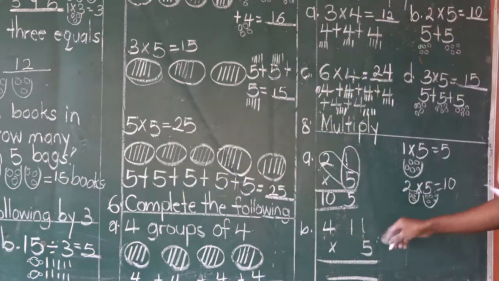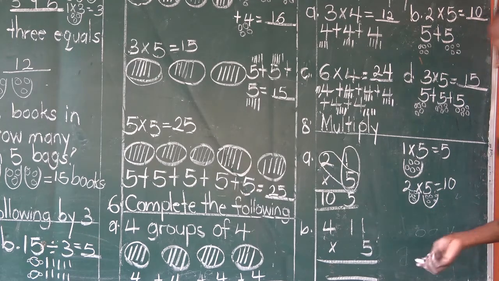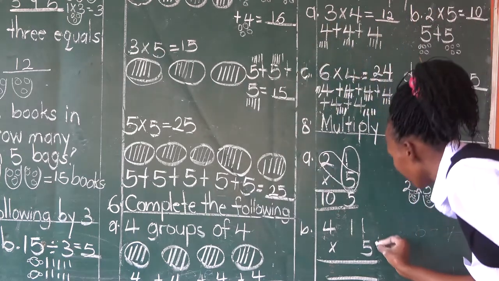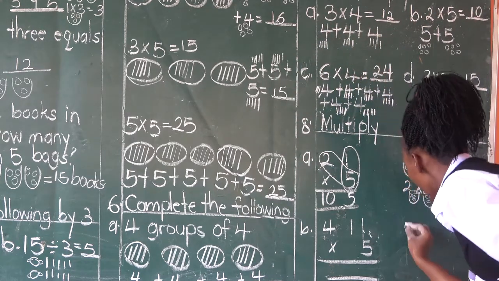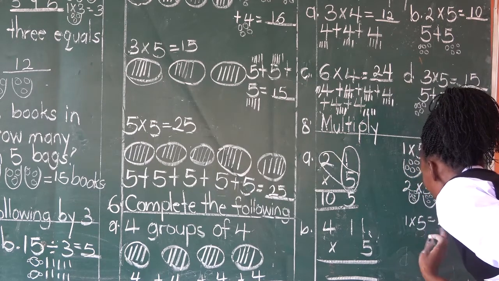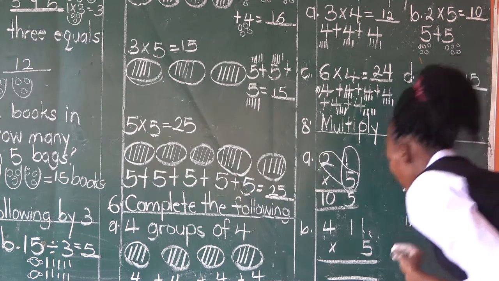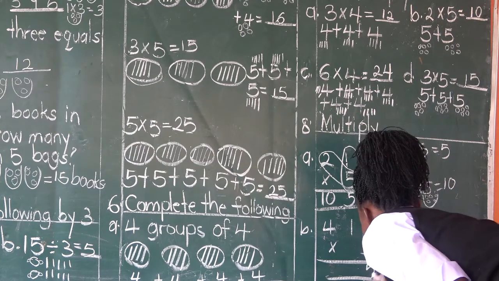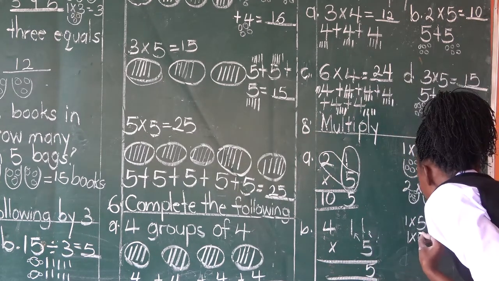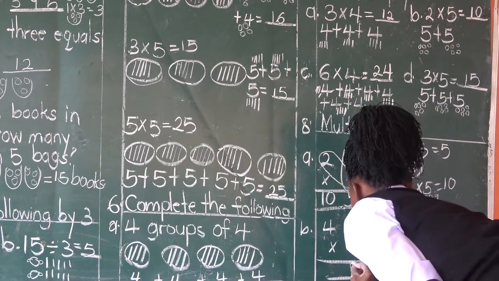And here we have 411 times 5. We are going to come to our side block. We are going to start from ones, and we shall have 1 times 5, one group of 5. We shall get 5. Write it under ones. We come to tens, and still we have 1 times 5. We shall get 5. We write it there.